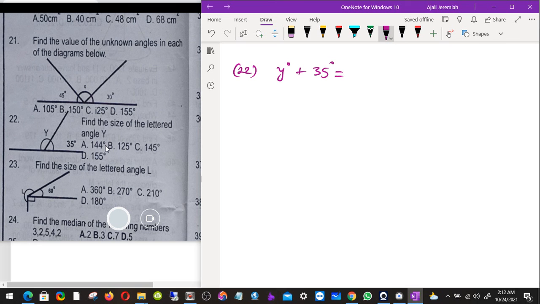Y degrees plus 35 degrees is 180 degrees. So Y degrees is 180 minus 35. 180 minus 35 is 145 degrees.